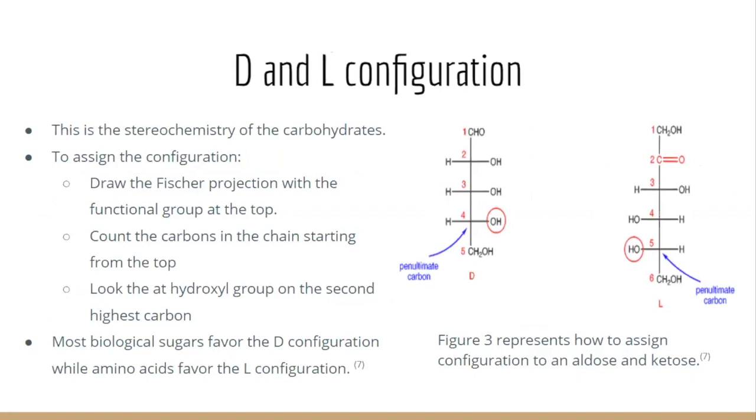And then you look at the hydroxyl group off of that carbon. If the hydroxyl group is on the right, it's the D configuration. If it's on the left, it's the L configuration, as shown in the image. Most biological sugars favor the D configuration, while amino acids tend to favor the L configuration.